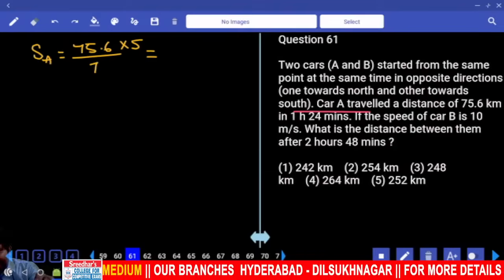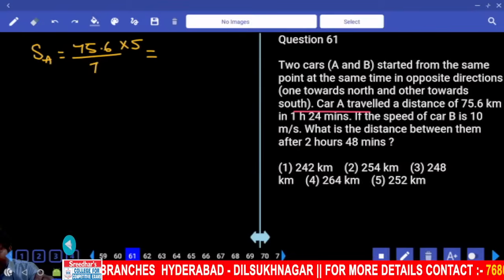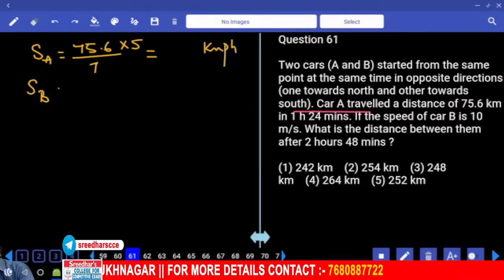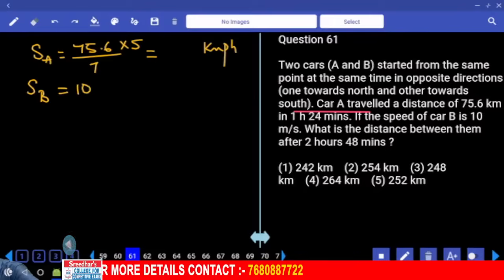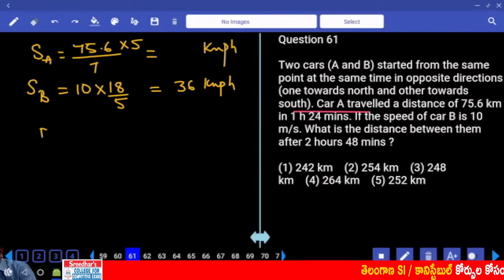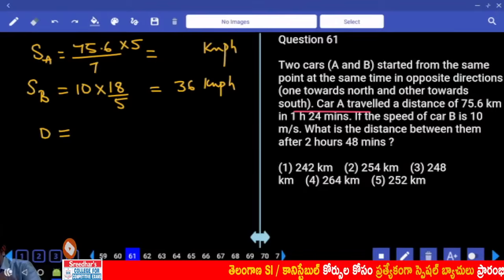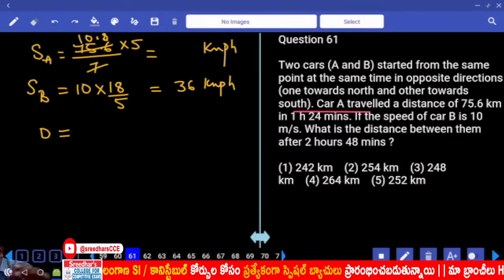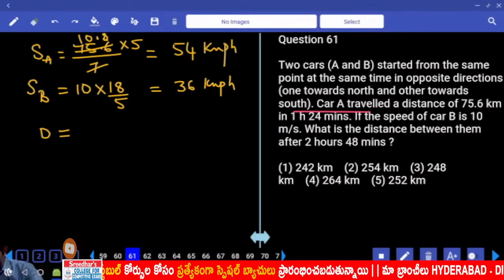Speed of A is in kilometers per hour or meters per second? Kilometers per hour. Speed of B is given as 10 meters per second, but you have to convert that, multiplying by 18 by 5, which is equal to 36 kilometers per hour. Finally, our question is to identify the distance. Distance will be equal to speed into time. Let me calculate here. 75.6 divided by 1.4 gives 54.